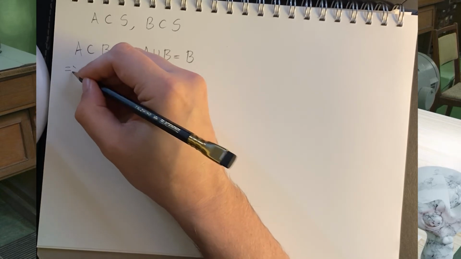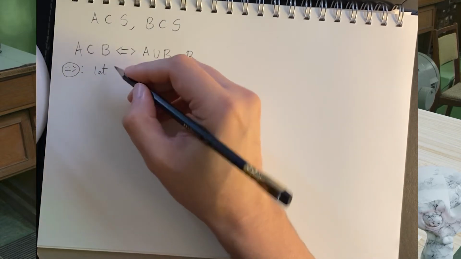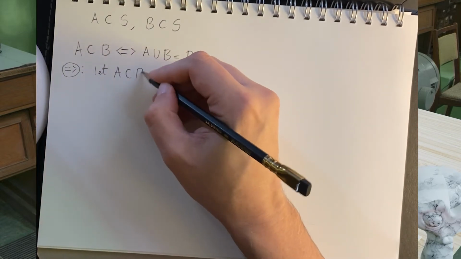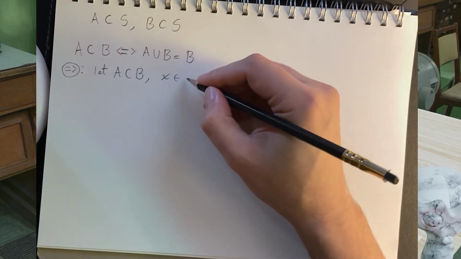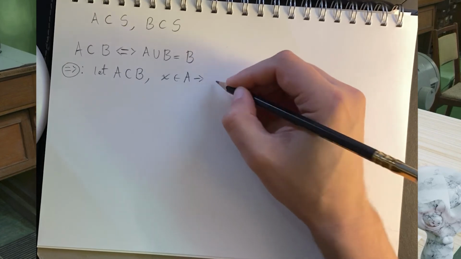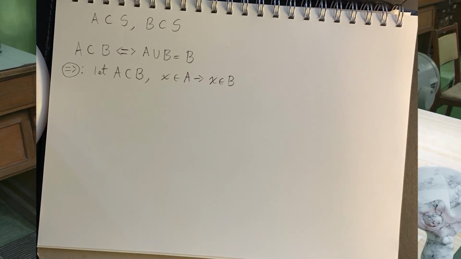So it doesn't matter which way we go. We'll go the right way first. So we'll say, let A be a subset of B, i.e. any element being in A implies that element is in B. Okay.